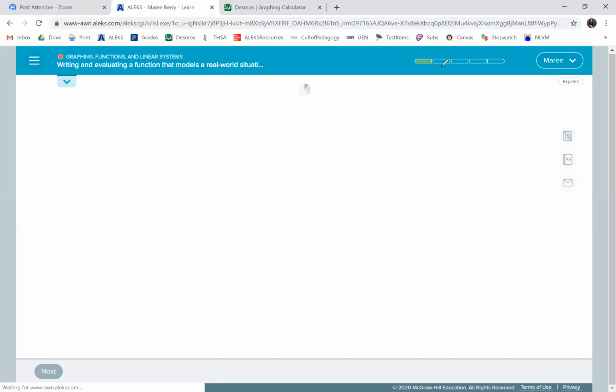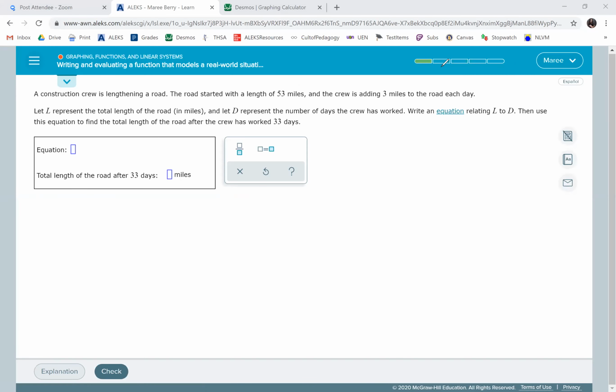Okay, we'll go on to the next problem. A construction crew is lengthening a road. The road begins with 53. They're going to be adding 3 miles every day. Oh, there we go. We just wrote it. D represents the number of days. Write an equation. Okay, so we're just going to type this in.